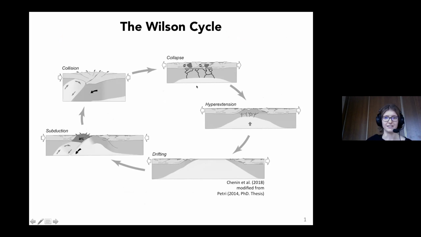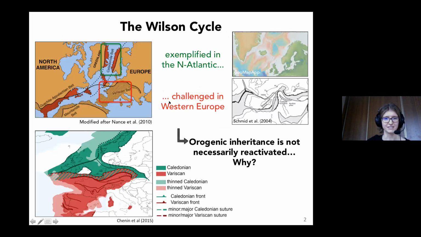And the North Atlantic rift system is a particularly well-suited place to study the impact of inheritance because the North Atlantic is a single rift that affects two different orogenic belts, namely the Caledonide belts to the north, here in green, and the Variscan belt to the south, here in red.